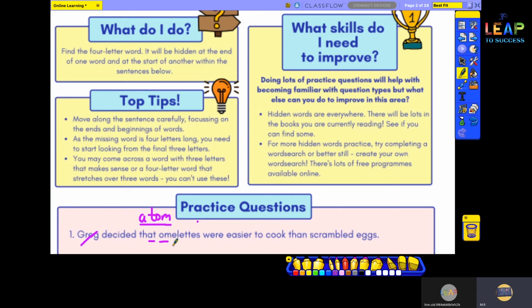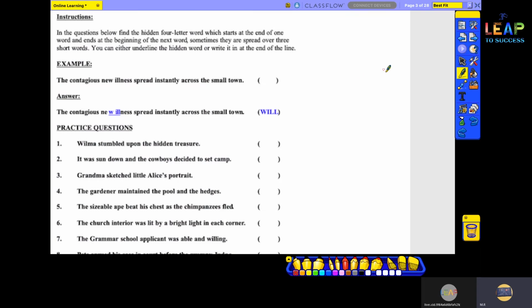All right, so just to give you the idea, you can also carry on all the way through and just make sure that there's nothing else. But as you can see here, we've found a word. Atom is a word, and therefore you are ready to move on to the next question. Now, guys, let's look at another set of questions that I've prepared. So in the questions below, find the hidden four-letter word which starts at the end of one word and ends at the beginning of the next word. Sometimes they are spread over three short words. So in this case, the instruction is it will be spread over three short words, or it could be. And you can either underline the hidden word or write it at the end of the line.